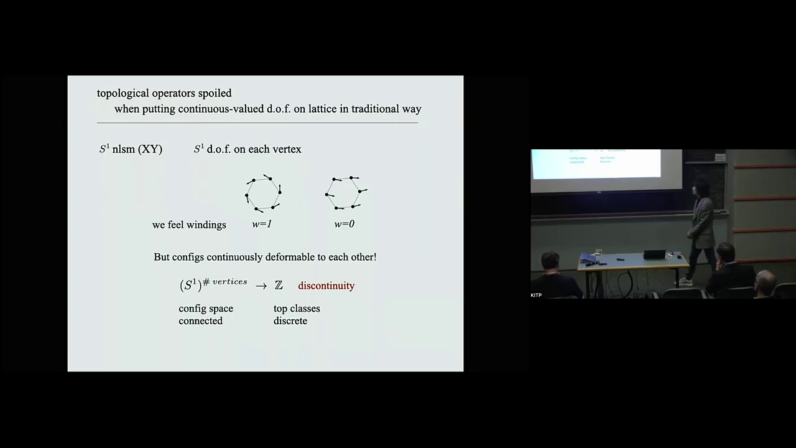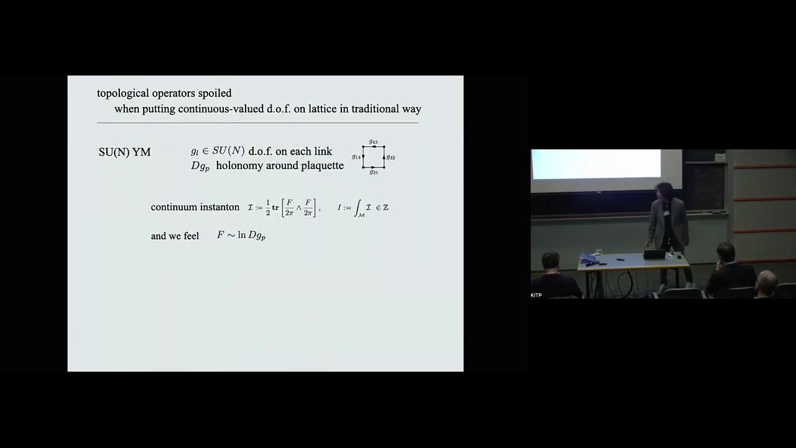So more formally, this is because the configuration space in the traditional lattice model is S1 to the power of the number of vertices. And this is a connected configuration space. So when you want to map to different topological classes, which is discrete, no matter how you do it in detail, you certainly are going to encounter some discontinuity, right? So this is the simplest example of this kind of problem. And the problem we are facing is a more involved version of this, but along the same line.